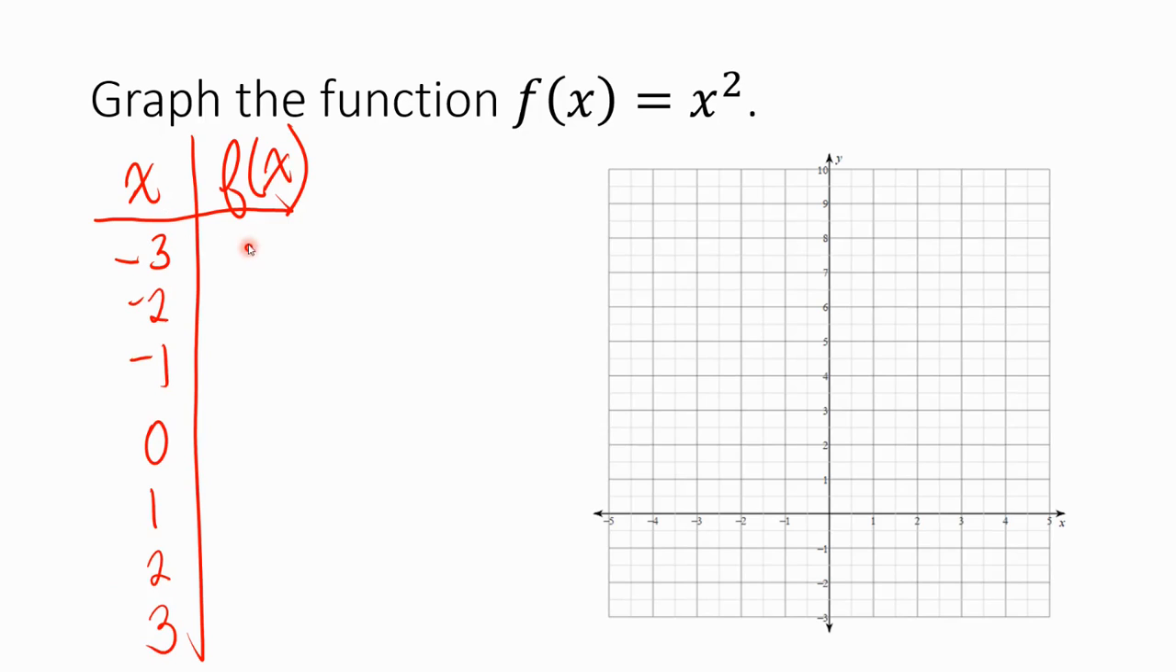And then to find my outputs, I'm going to input my input here. So I'm going to put my -3 here, and I'll get -3 squared, which is 9. All right, so now I'm going to plot each of these points. I'm going to treat this one like the point -3, 9. So that goes across -3 and up to 9.